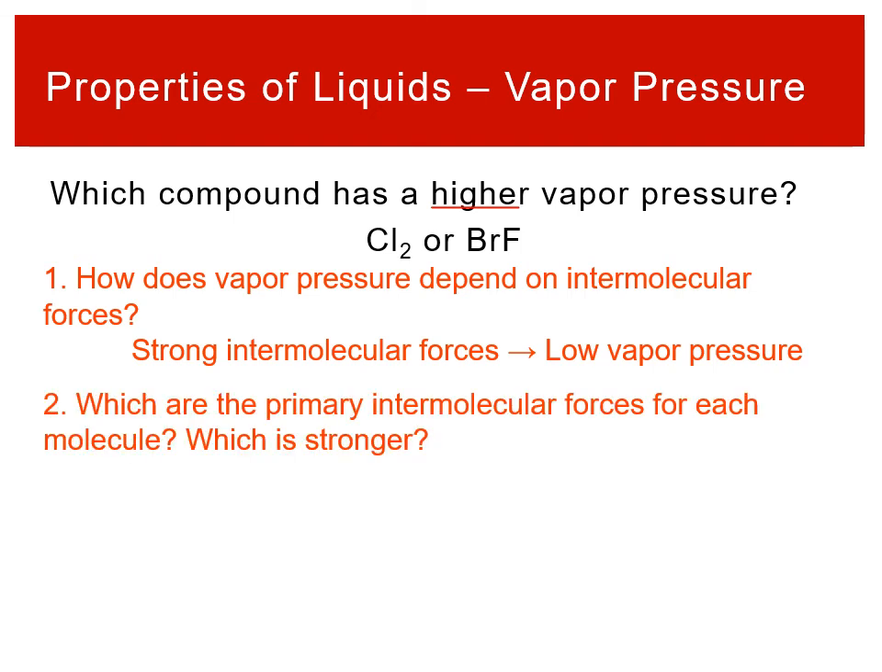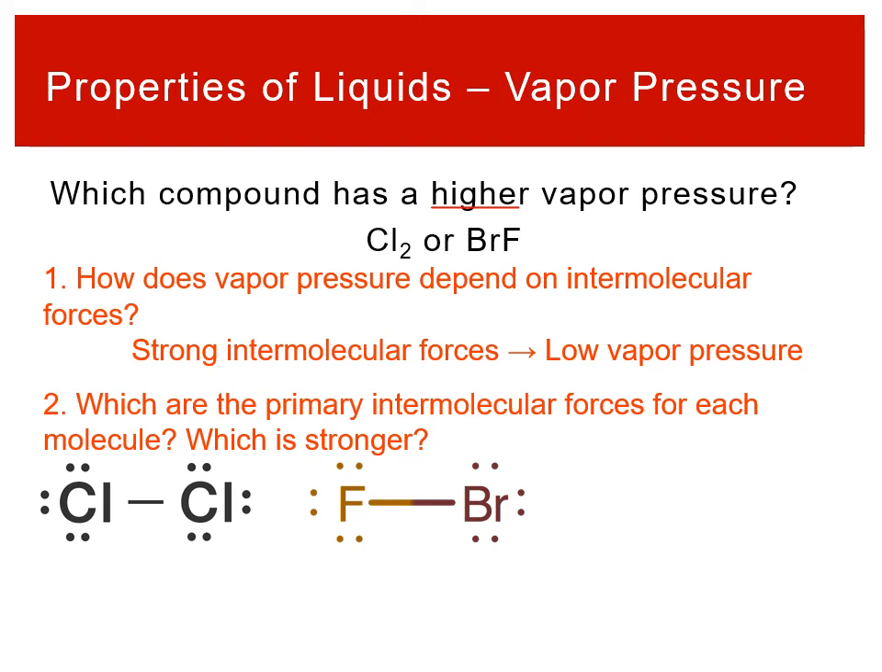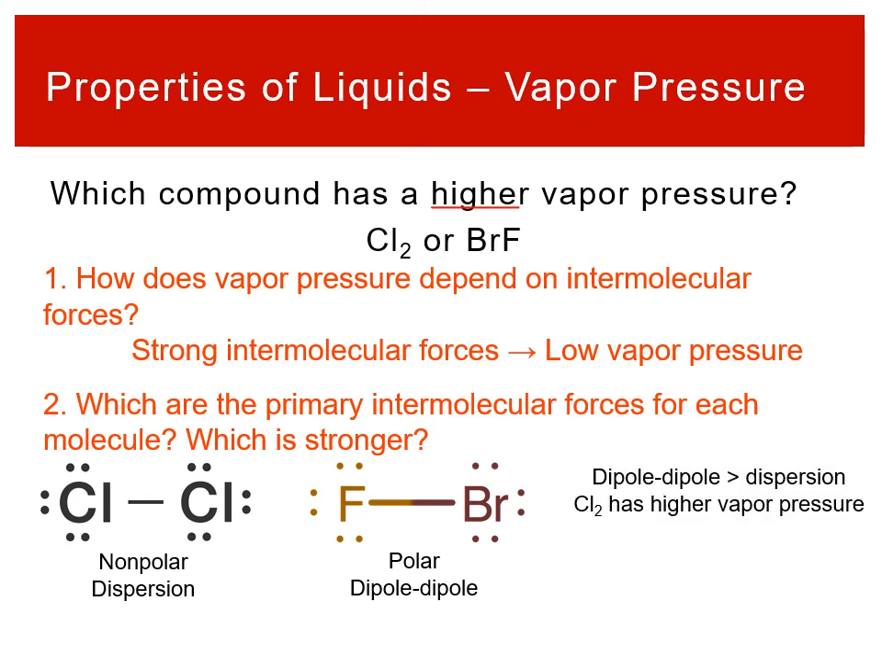So what are the primary intermolecular forces for each of these molecules? What's the Lewis structure? I've got Cl2 and FBr. These are very similar looking molecules, just two halogen atoms with a single bond. But chlorine is the same atom, and so that is non-polar. So dispersion has to be the primary interaction. BrF is polar, and so that means dipole-dipole can be my primary type of interaction. We know that dipole-dipole is stronger than dispersion, or conversely, we can say that dispersion is weaker. For higher vapor pressure, we want the weaker one. And so that means chlorine, Cl2, has a higher vapor pressure.